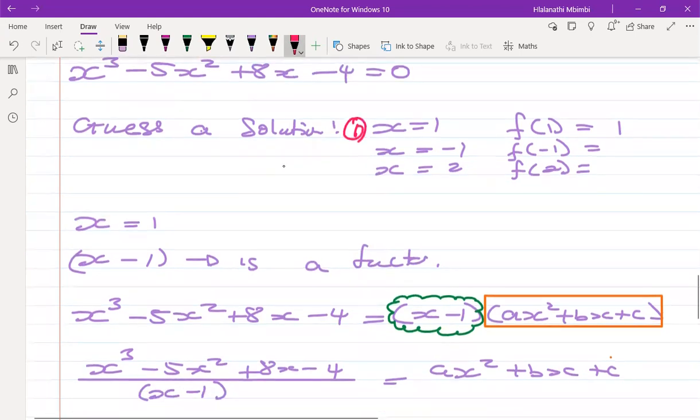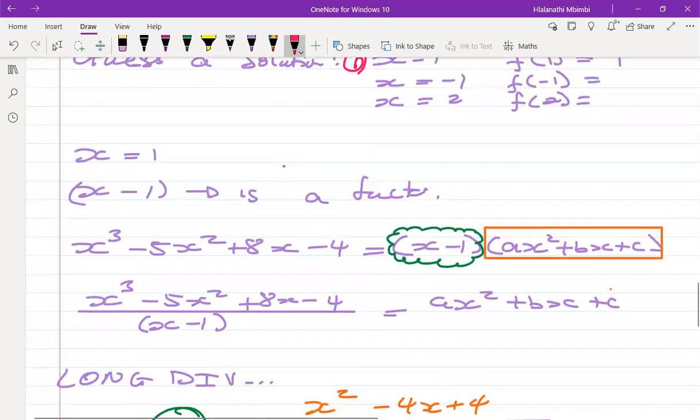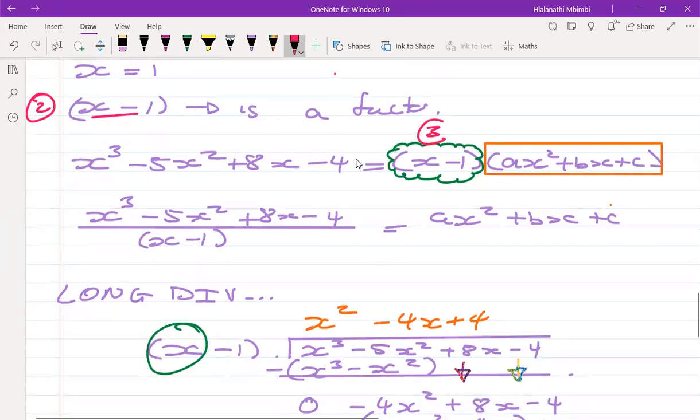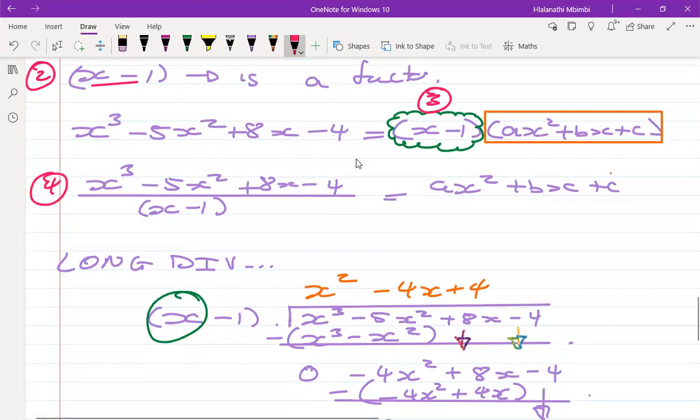Are we happy with that idea of guessing a solution? Just raise your hand if you are happy. Okay, cool. Number two, after getting a solution, you have to make it a factor by taking the one to the other side such that it's a factor like that. Number three, you need to understand what that factor means. It means that's one of the solutions that you have. However, you need to multiply it with another thing that's a quadratic to get your expression. The fourth one is also an important part.